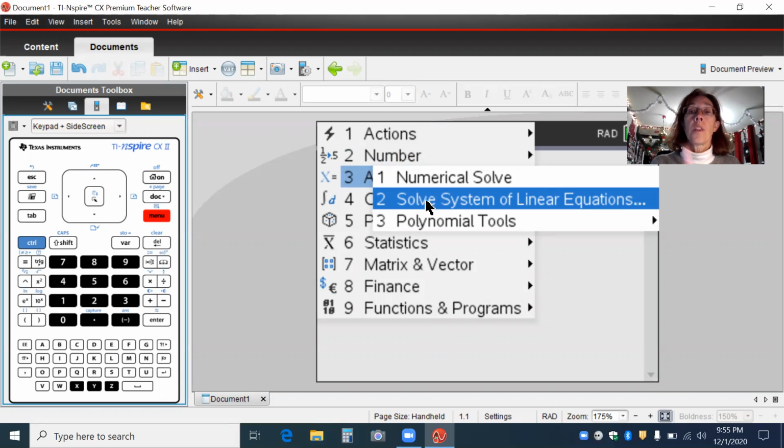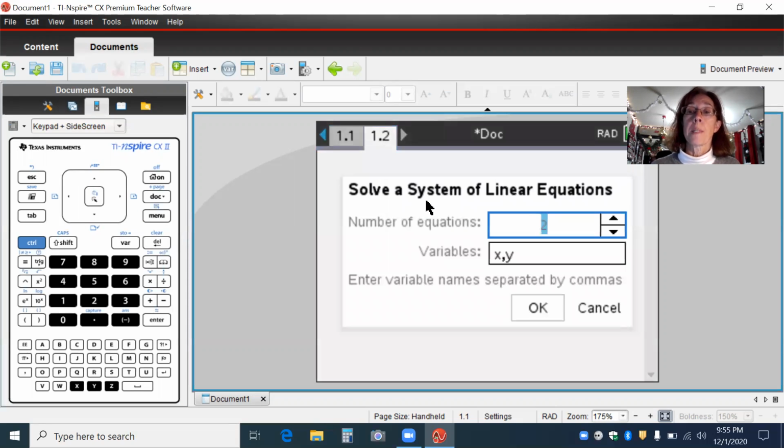You're going to hit Menu, 3 and 2, and that puts you under Solve Systems of Linear Equations. All right, so once you're here, this is what pops up. How many equations do we have? We are always going to have 2, so it should already have 2 there, but if it's some other number, change it to 2 with your up and down keys over here. The variables are always x and y. You shouldn't have to change that. It should pop up as that. You're just going to hit OK.